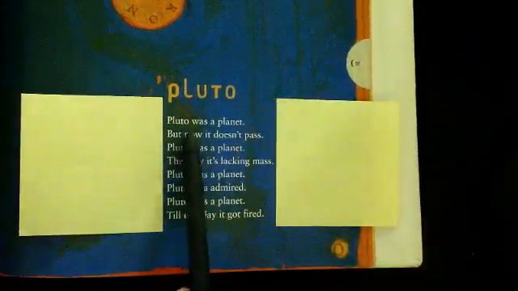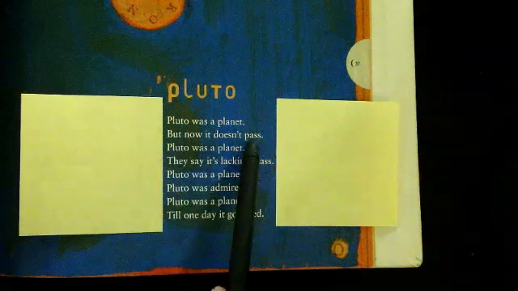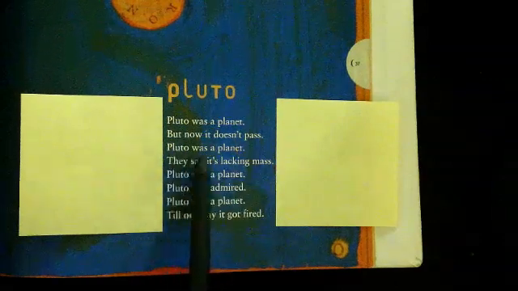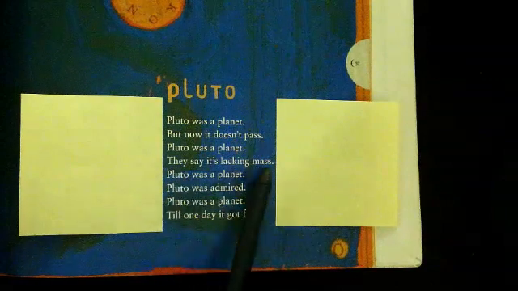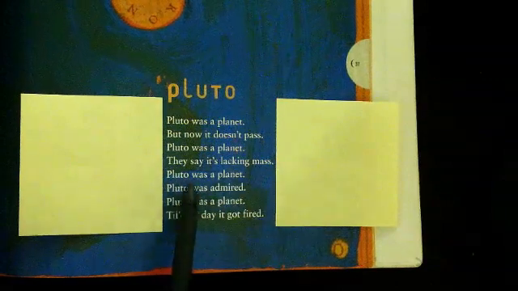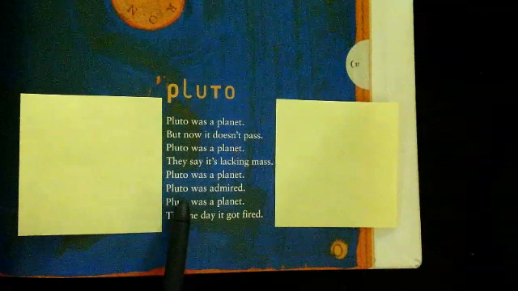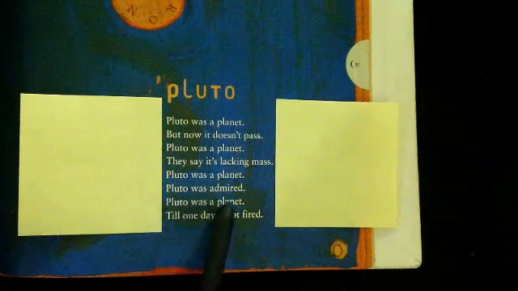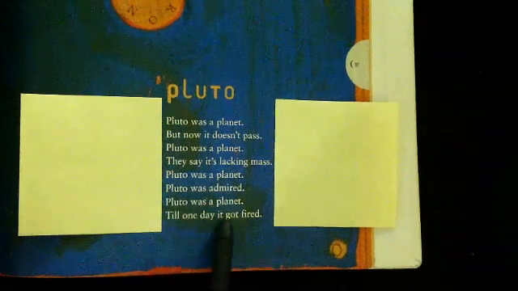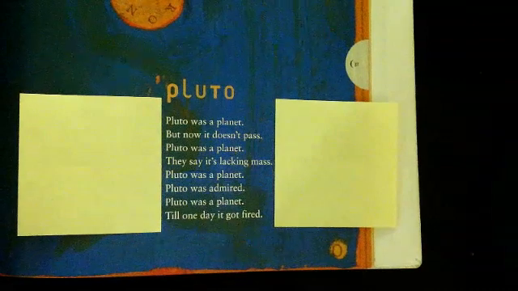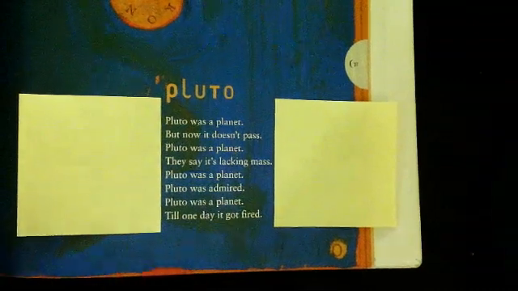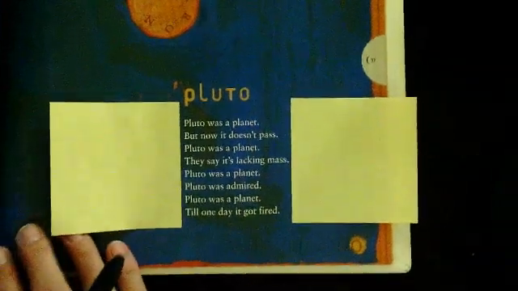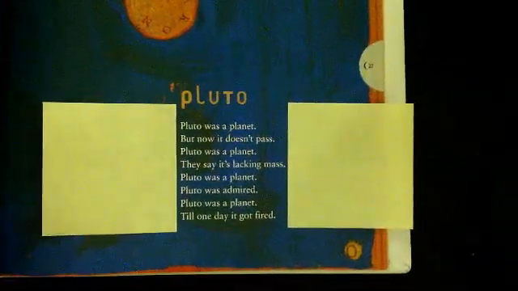It says, Pluto was a planet, but now it doesn't pass. Pluto was a planet. They say it's lacking mass. Pluto was a planet. Pluto was admired. Pluto was a planet. Till one day it got fired. Okay, it's kind of a silly poem about Pluto, but still, it gives us some truths as well.